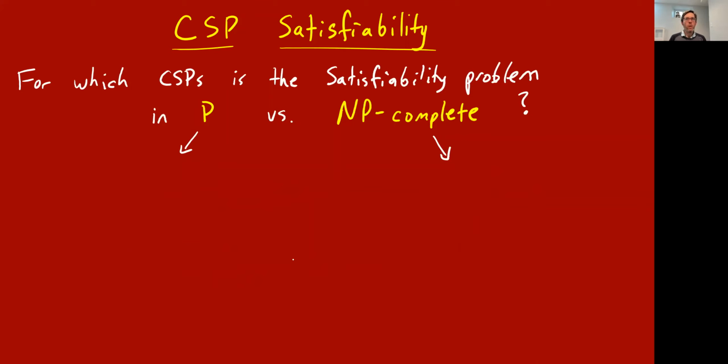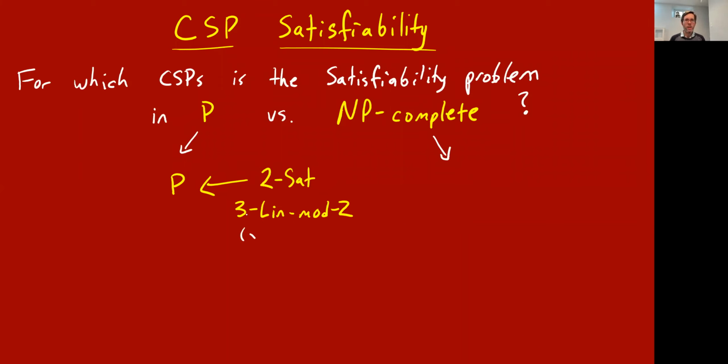Okay, so how can we tell the difference? For example, is 2-SAT in P or NP complete? Well, this is definitely non-trivial, but you probably know that it's in P, actually. You can decide if a 2CNF instance is satisfiable or not.